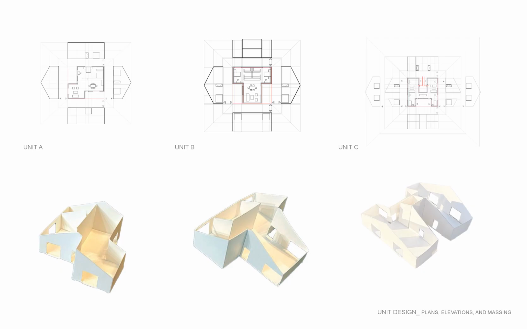This slide shows the plans, elevations, and massing for the individual units. And here we have units A, B, and C, each unit offering a unique layout, but maintaining the core principles of the design and privacy. And also we can see the three physical models for the three units, showing how the natural light comes through the openings and reflects the balance between scale and function.